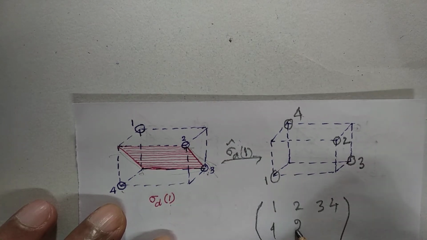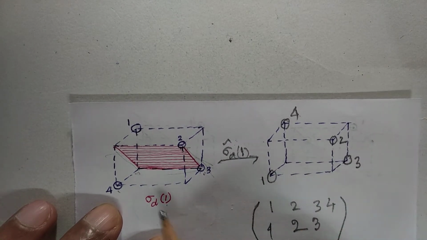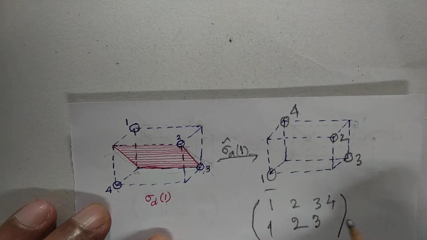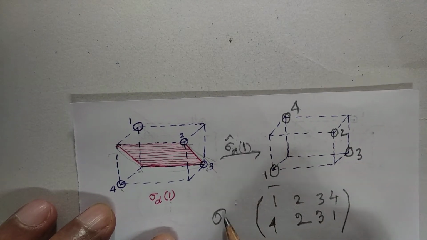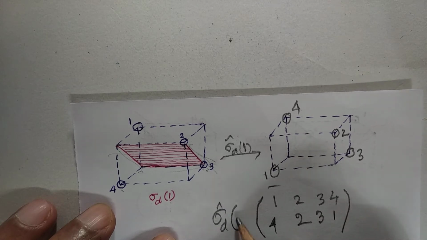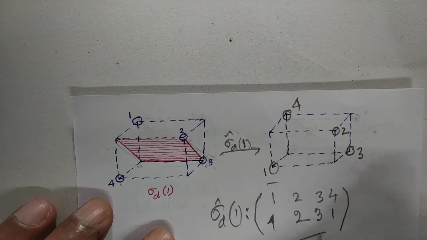2 remains at 2. 3 remains at 3. And 4 goes to 1. This is the sigma D1 operator expressed in the form of a permutation.